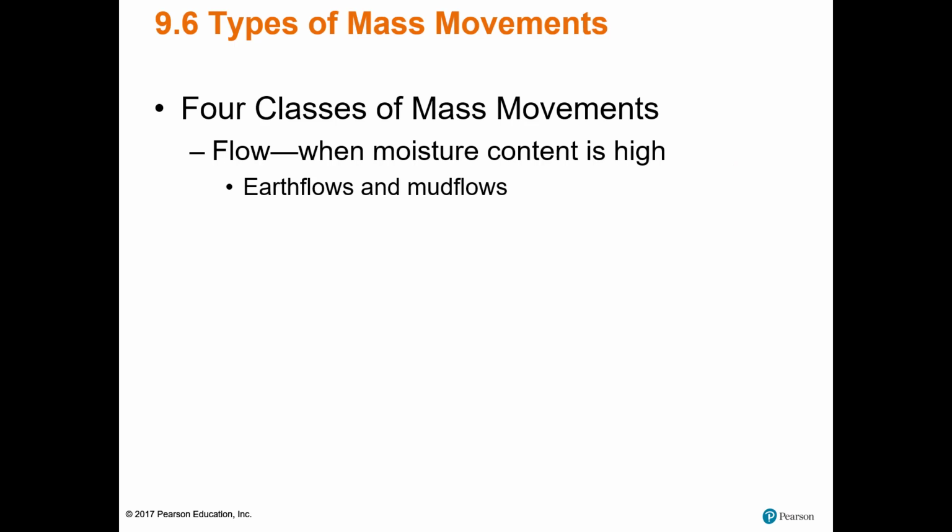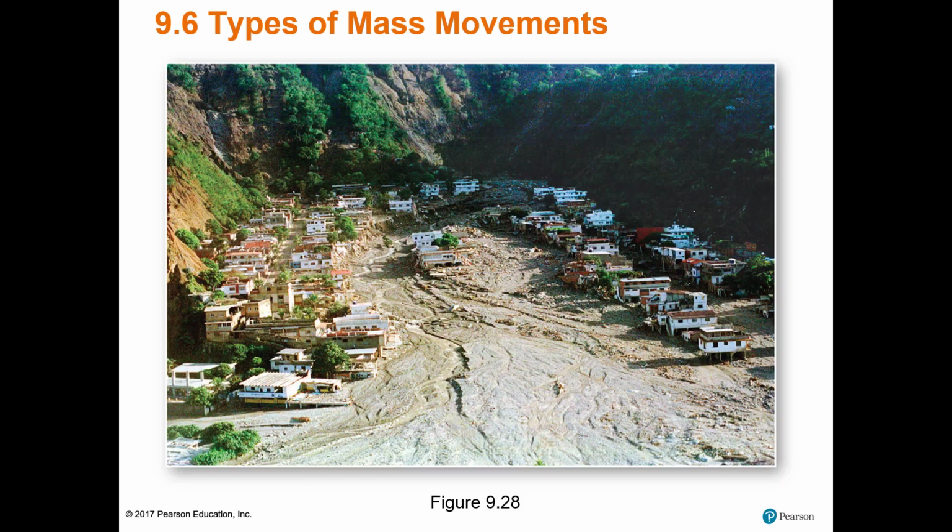With a flow, when moisture content is high, we can get earth flows and mud flows. So you can see this is the bottom of a river system, and the tremendous amount of mud and runoff was no doubt caused by either one or a series of rain events that loosened up material very quickly and then deposited it, as you see in this photo.